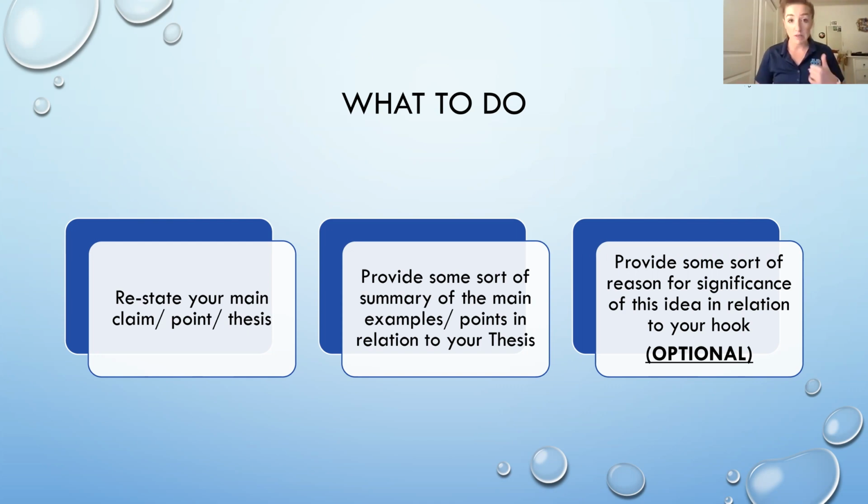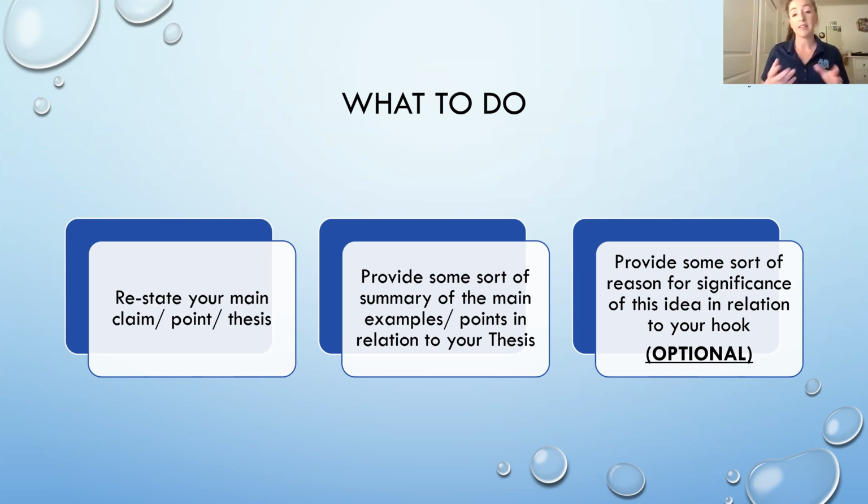So start by restating that thesis in a new way. It should not be the same sentence. You don't copy and paste, but you restate it in a new manner. Then you're going to provide some sort of summary of the main examples or points in relation to your thesis, okay? So you kind of run back through, like, over the course of these chapters, like in chapter 3, we see him start off this way or end this way or whatever you want to say. And then by the time we get to chapter 9, we see this, okay?